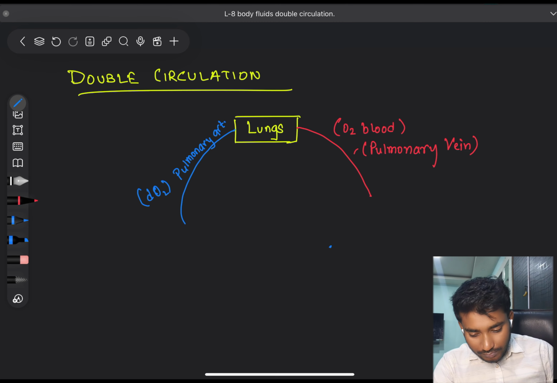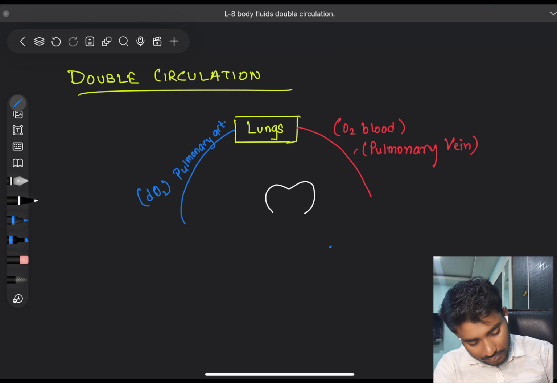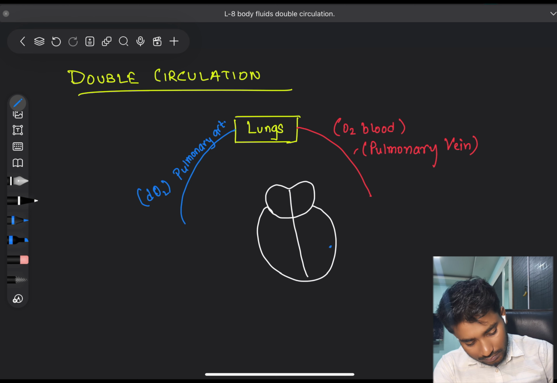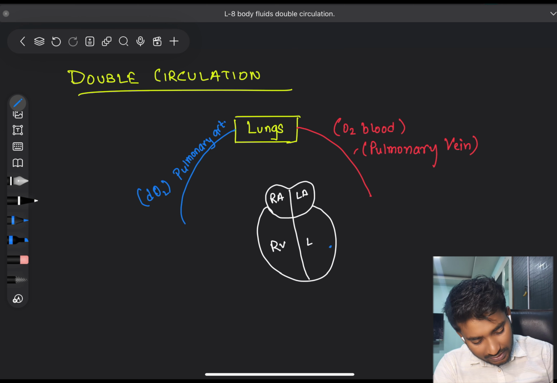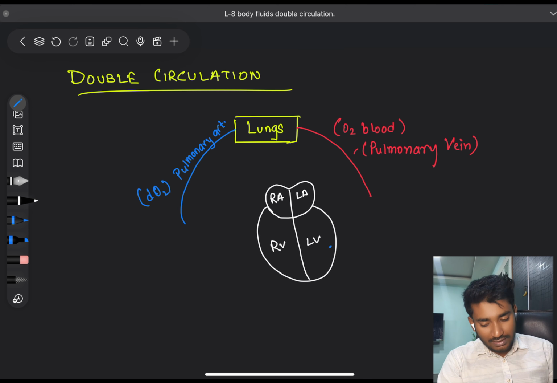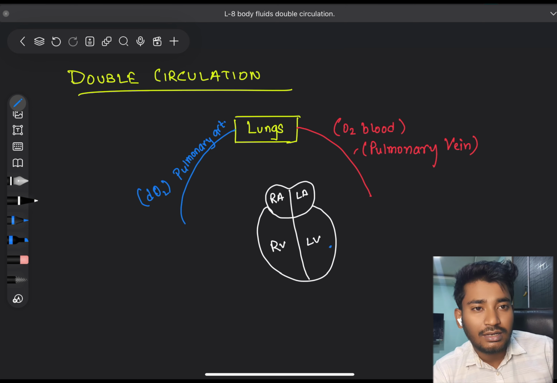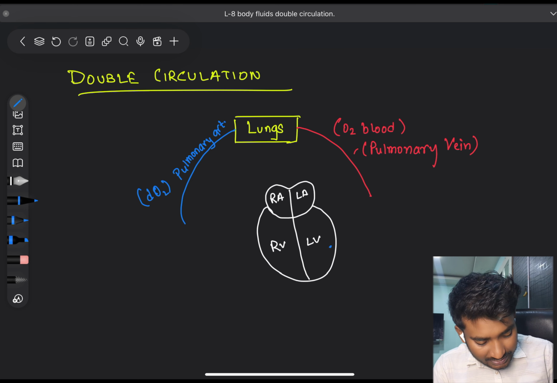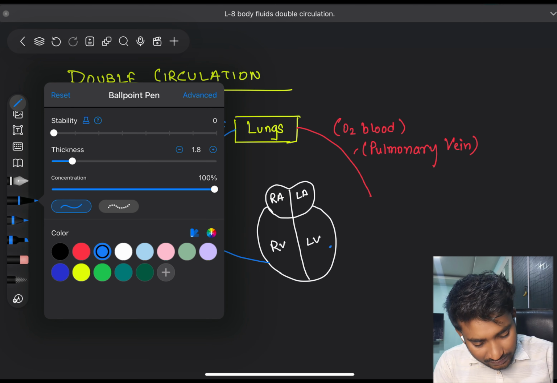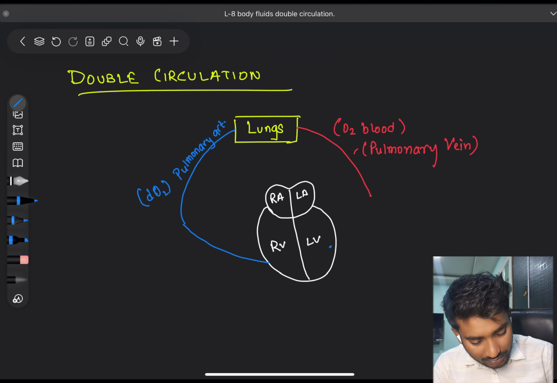So let this be the heart. This is the right auricle, this is the left auricle, this is the right ventricle, and this is the left ventricle. From where does the pulmonary artery arise? The pulmonary artery arises from the right ventricle. So the blood is carried from the right ventricle towards the lungs through this pulmonary artery.